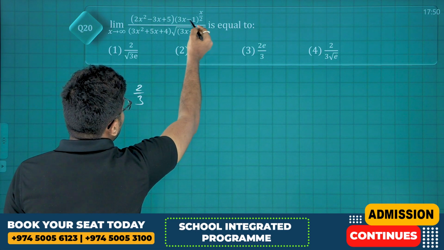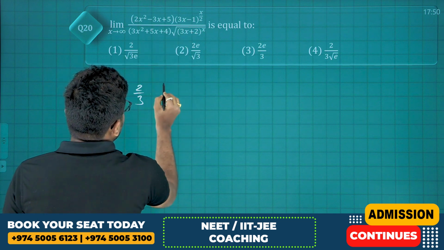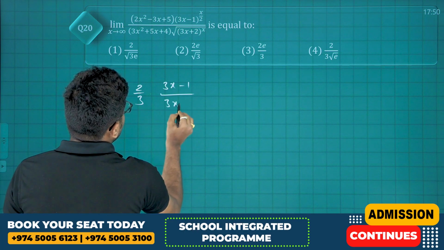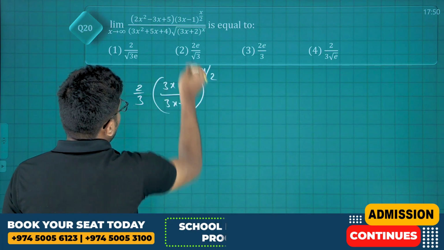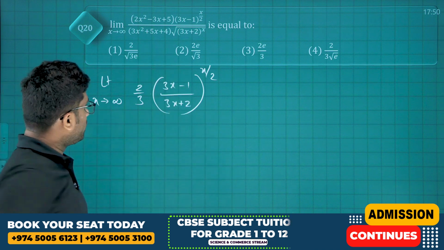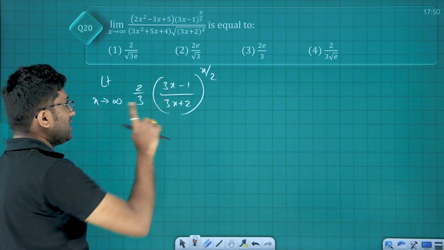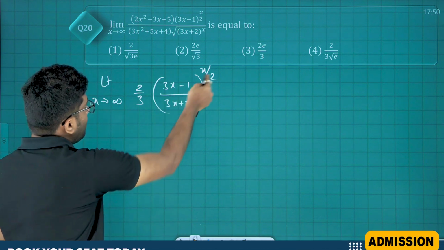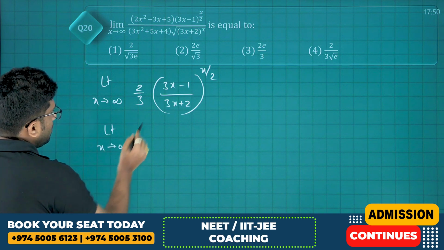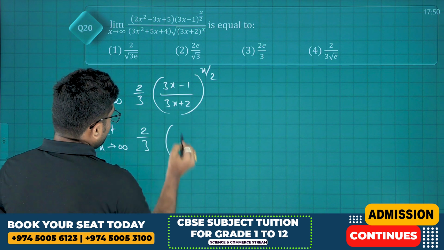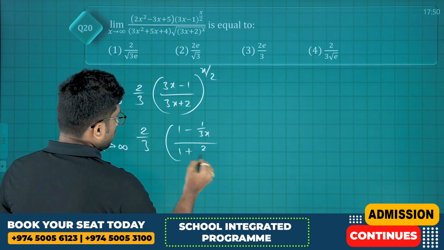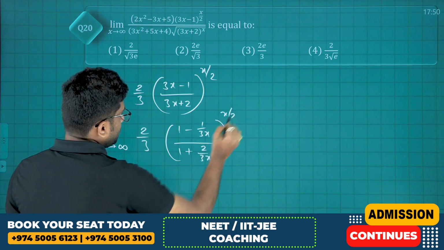Into this we can redefine something. Just take 3x common. See, this is 3x minus 1 divided by 3x plus 2, whole power x by 2. For both it is x by 2 only. Okay. When you now see this, actually in this case 3 by 3 it is 1, 1 power infinity. It is the 1 power infinity model. So for that, before the 1 power infinity model, we do one thing. 2 by 3 times, let's take 3x common. So 1 minus 1 by 3x divided by 1 plus 2 by 3x, whole power x by 2.